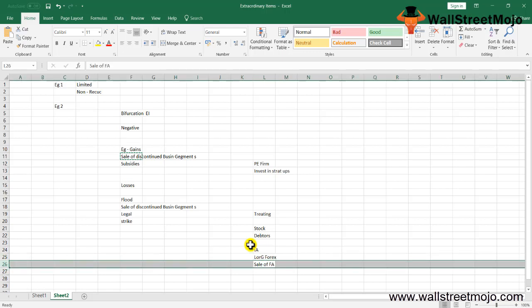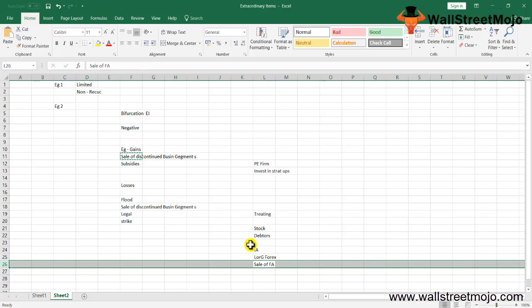The next is the sale of the fixed assets. See, buying or selling of the fixed assets is an essential part of the business. Even if these transactions are rare, they are required from the operational point of view. Any profit earned or loss incurred from the sale of the fixed assets should be treated as a part of the operational income or expense only.